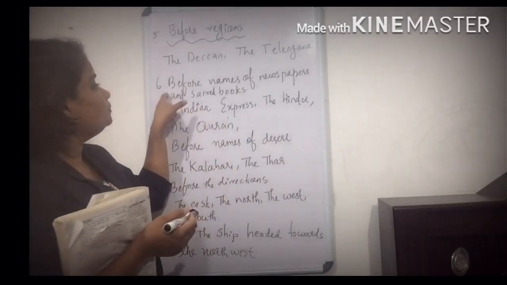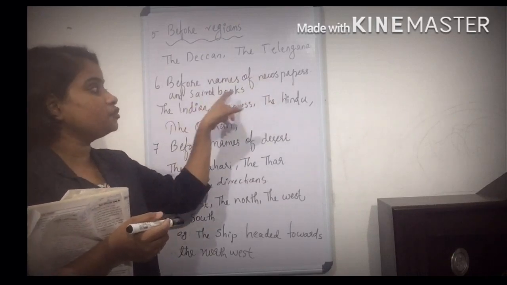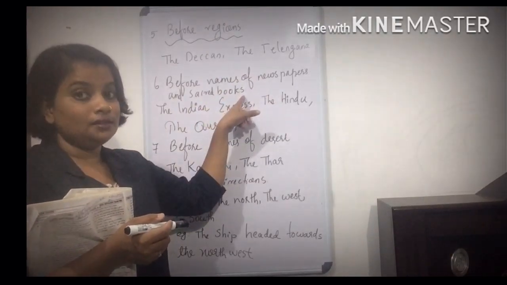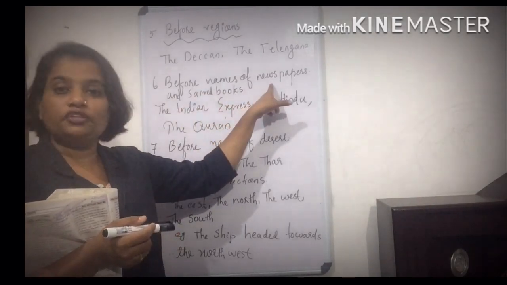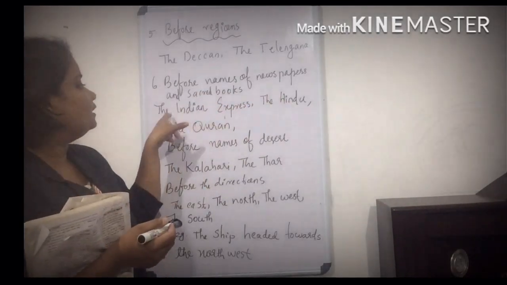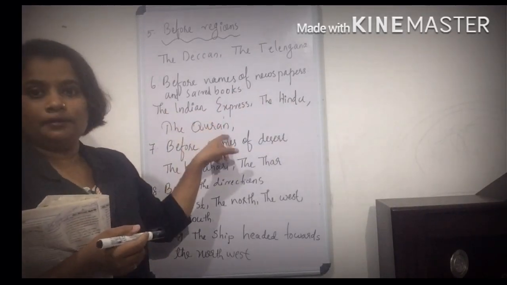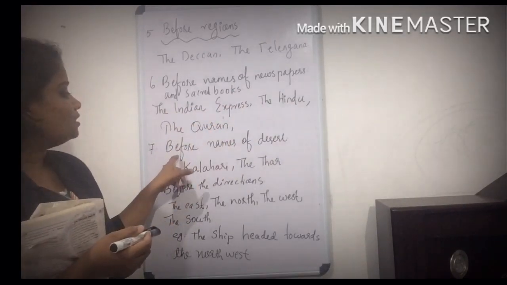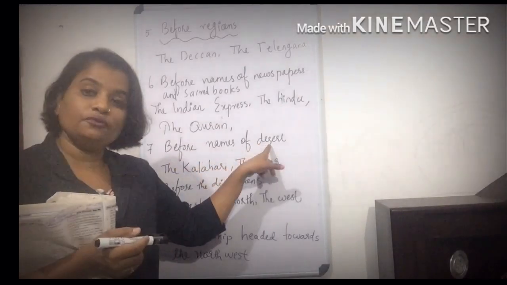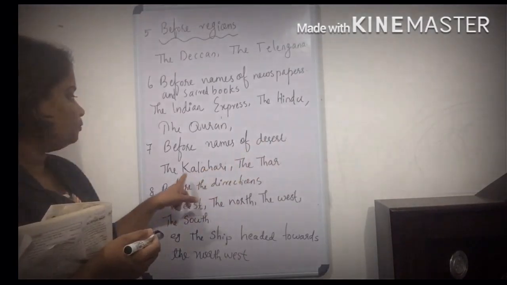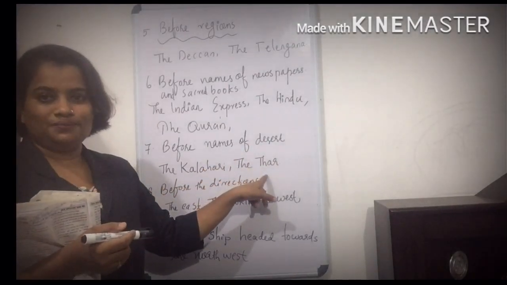Okay, the before names of newspapers and sacred books. We are using the before the names of sacred books and newspapers. Okay, the Indian Express, the Hindu, the Quran. Okay, next one is before names of deserts. The is used before names of deserts. Okay, the Kalahari, the Thar Desert.